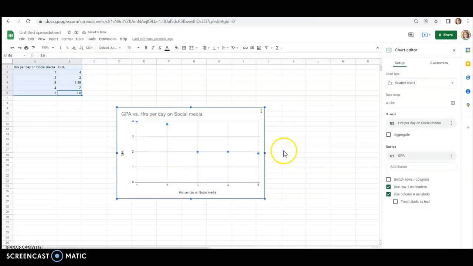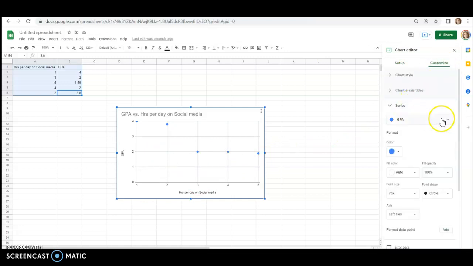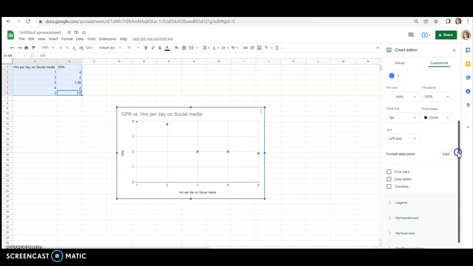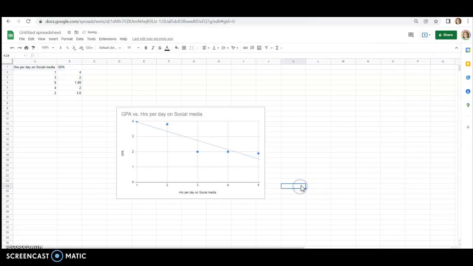And here we see the little chart. I'm going to go over here where it says customize, go down to series, and I'm going to hit trend line. Okay, so this is what we see. Look at that trend line. It's going downwards. So that means that there is a what?